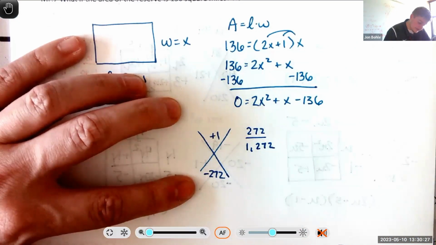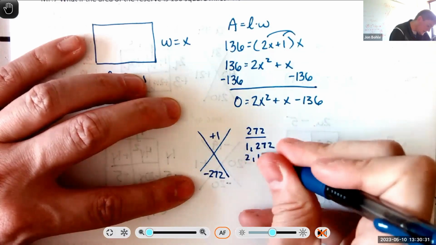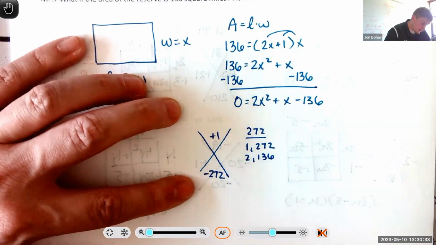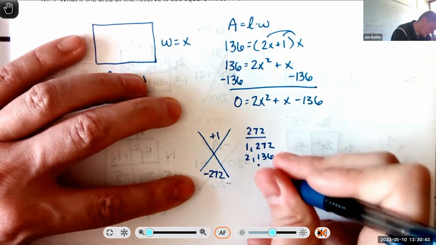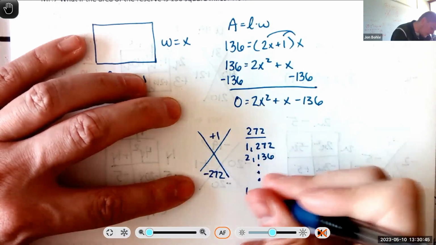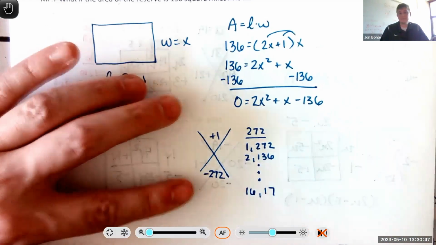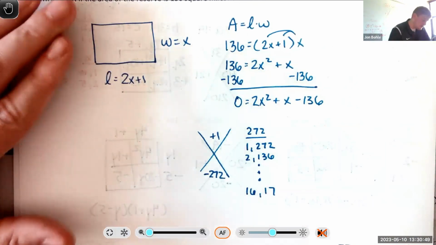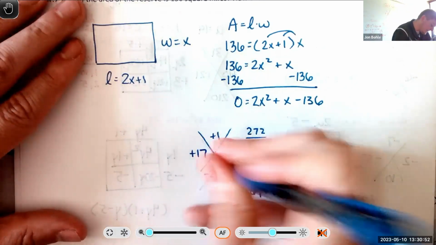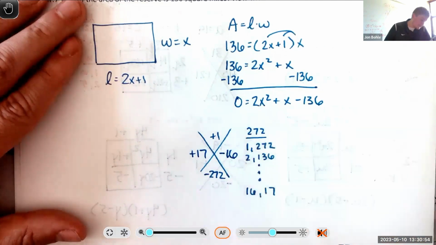Okay, so obviously 272 divided by 2 is 2 and 136. 272, I'm going to divide it by 4. Okay, I think I got it. 272 divided by 16 is 17. So I'm going to do a little bit of work here, but then eventually you'd get to 16 and 17. Okay, so we're going to get to positive 17 and negative 16.